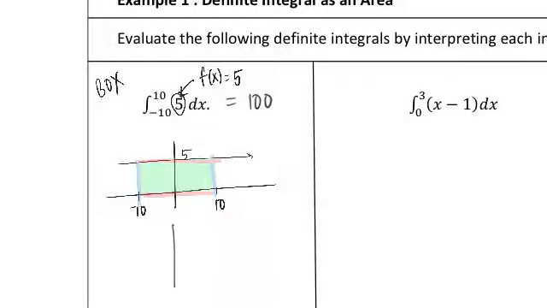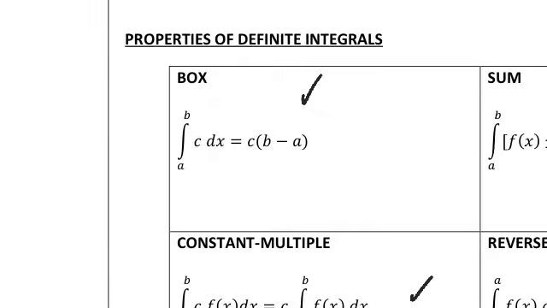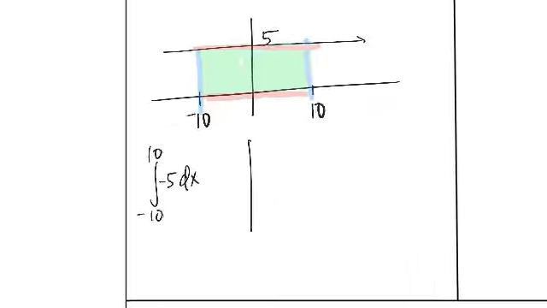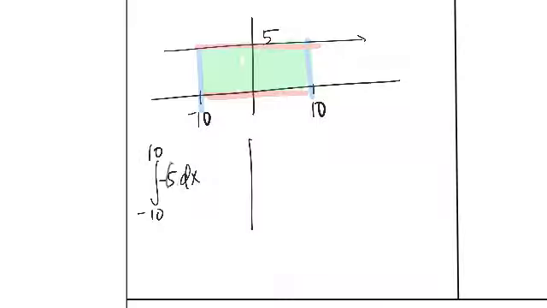If the box had been the integral of negative 5 dx, from negative 10 to 10, then first let me show you this constant multiple property. The constant multiple property says that if you have a constant number multiplying f inside the integral, you can pull it out through the integral. So here I can think of it as a negative 1 multiplying the 5. So the negative can come out, and then I'm doing the same integral that I had before, right?